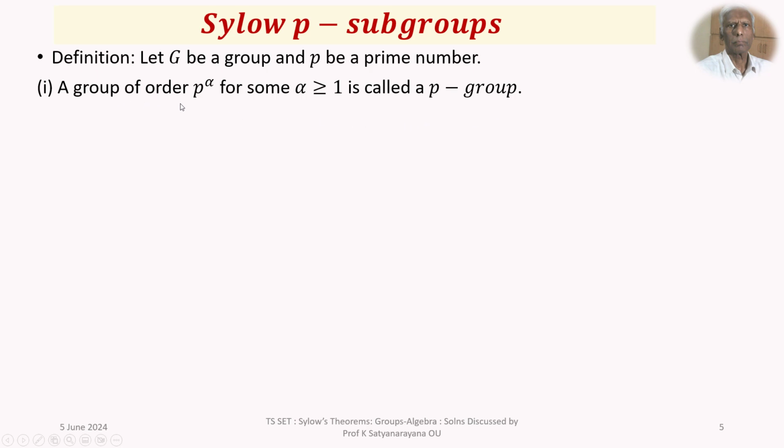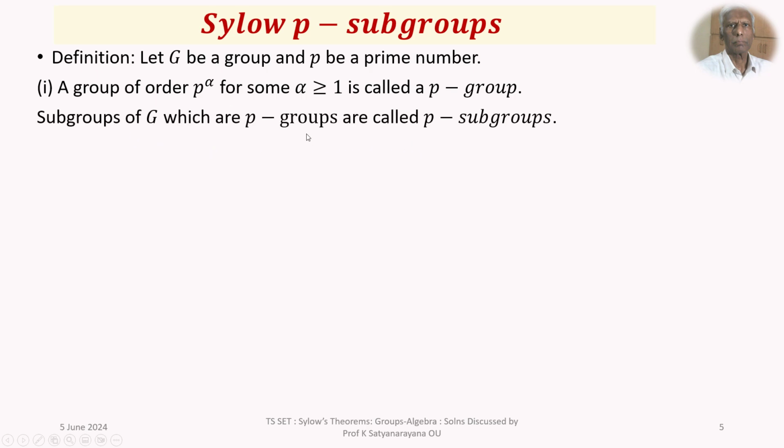So a group of order p to the power of alpha for some alpha greater than or equal to 1 is called a p group. Subgroups of the p groups are called p subgroups. Subgroups of p groups are called p subgroups.